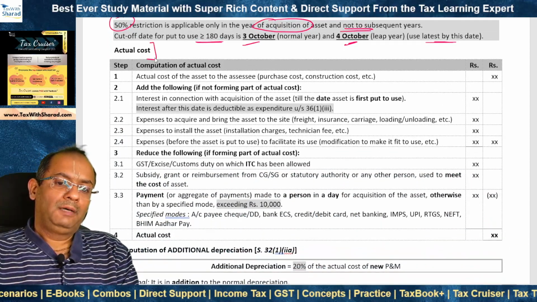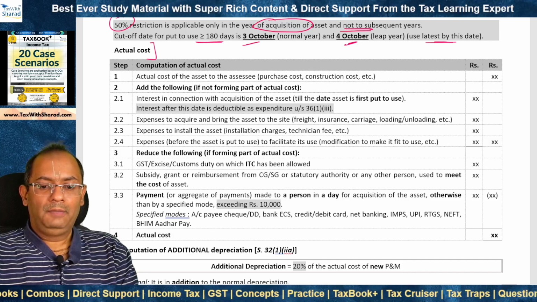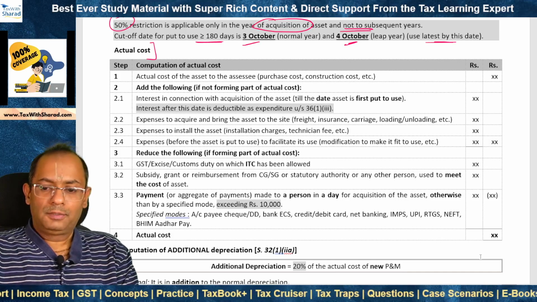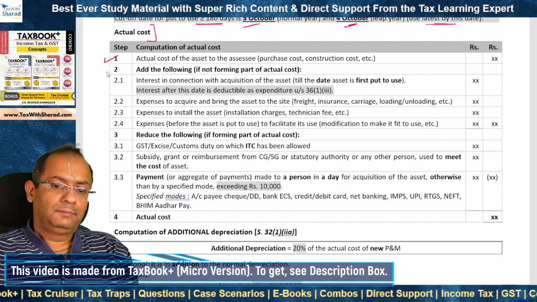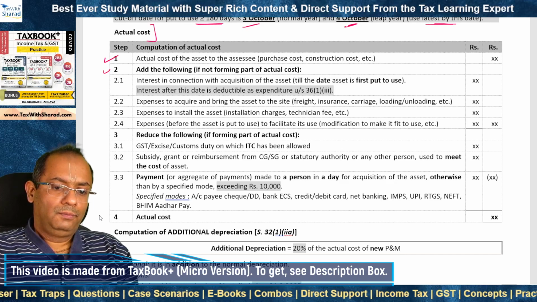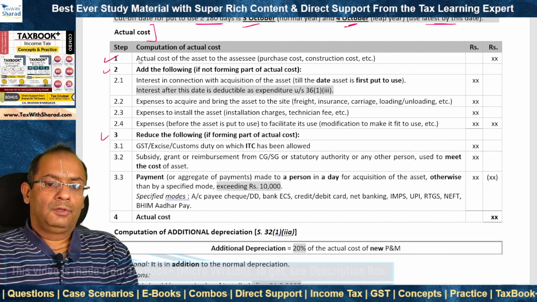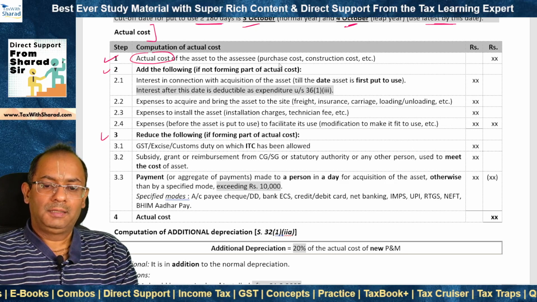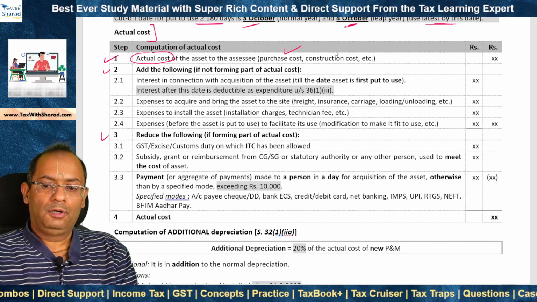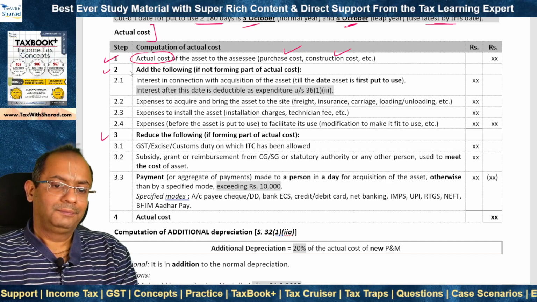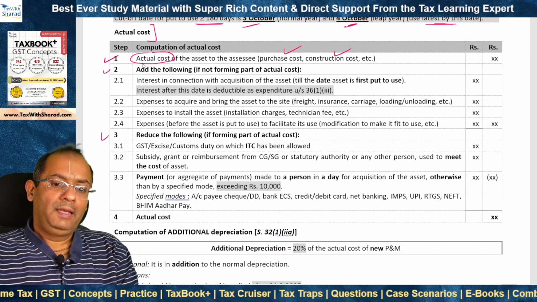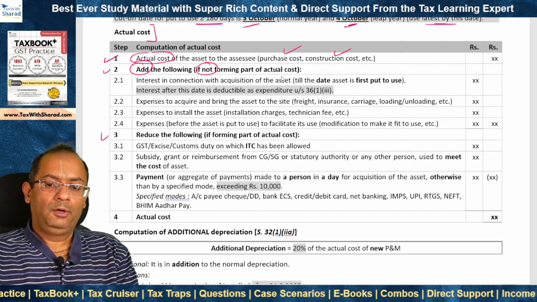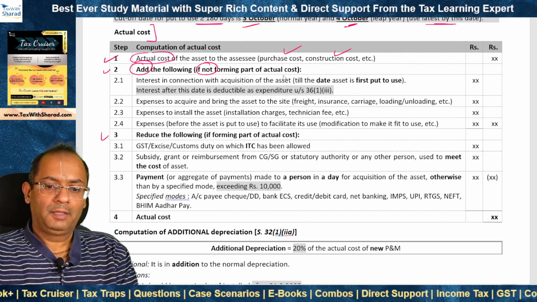Now, as we noted above, the actual cost of assets acquired during the previous year is supposed to be added. Now, how do we compute actual cost? There are 3 basic steps, 1, 2 and 3. In step 1, we determine the actual cost of the asset to the assessee, which will be either the purchase cost or the construction cost, etc. Then to this we add certain items if they are not forming part of actual cost. If they already form part of actual cost, no further adjustment is required.